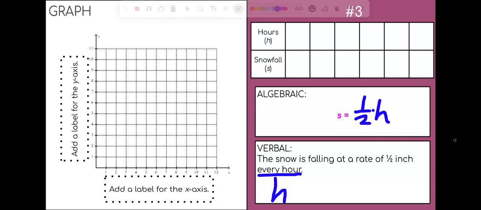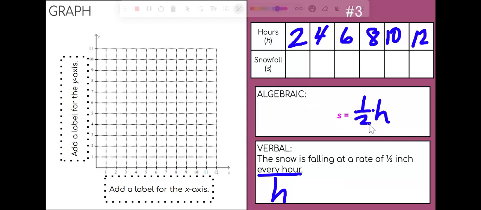Now for this one, I'm not going to do 1, 2, 3, 4, 5, 6. I'm going to try to be smart about this, okay? Because we are talking about halves now. If 1 hour passes, we have a ½ of an inch of snow. And I don't really like graphing halves. So instead, I'm going to make my number of hours even numbers, because I know that if I have these even numbers, I can split them in half without having to worry about any decimals. But if I try to split an odd number in half, I'm going to end up with a decimal that I'm going to have to plot on my graph. So I'm going to work smart here.